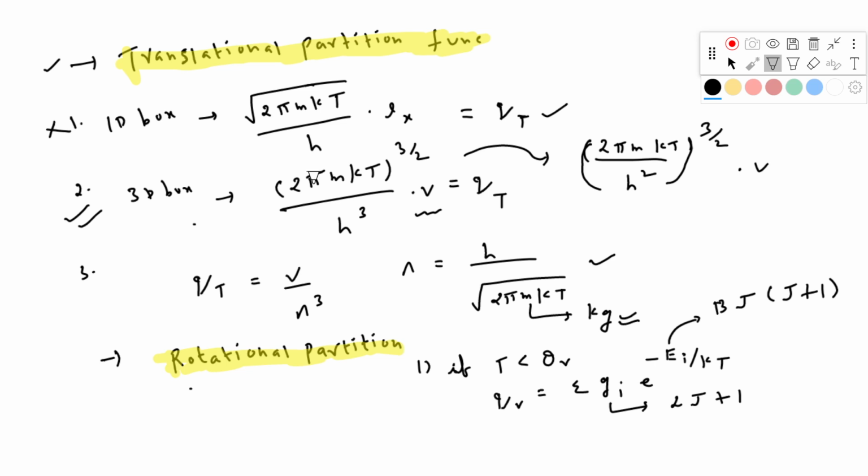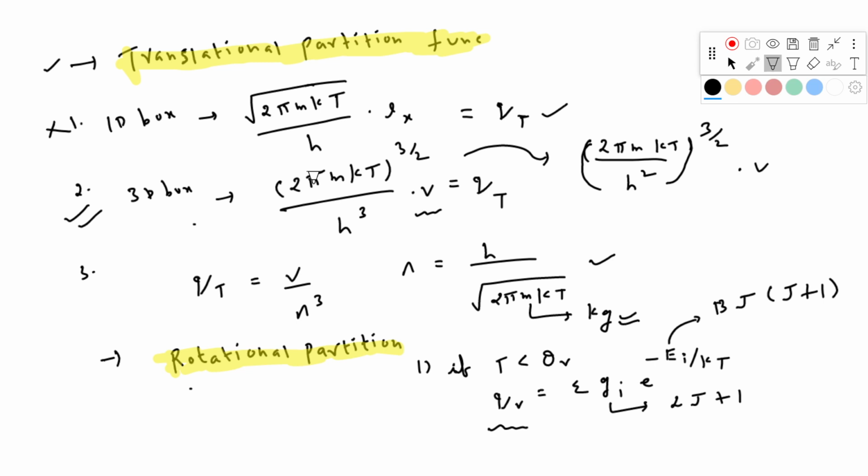Okay, next, rotational partition function. Again, you have two conditions for the rotational partition function. The first condition: if your temperature is less than the rotational temperature, theta r, then the rotational partition function is the summation of zi e power minus ei by kT.